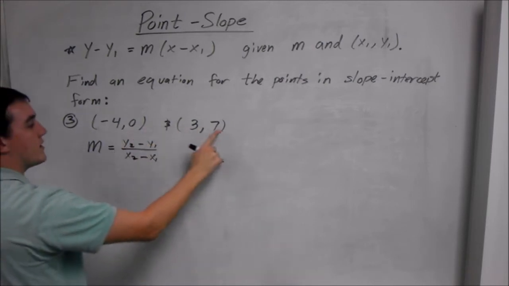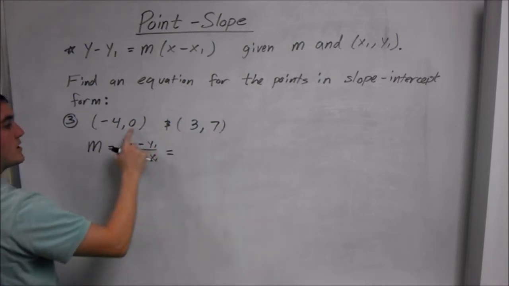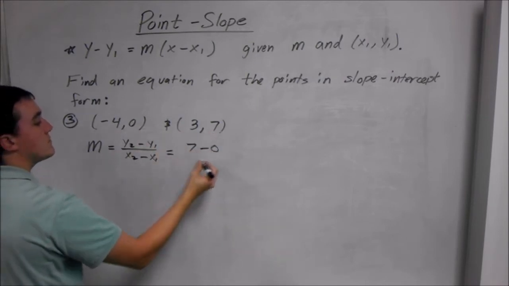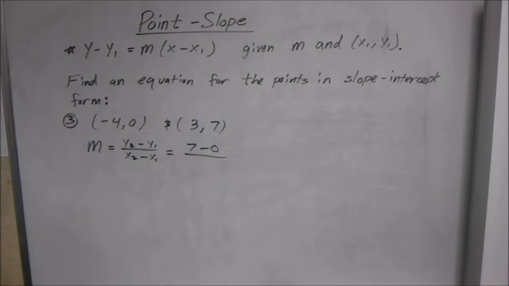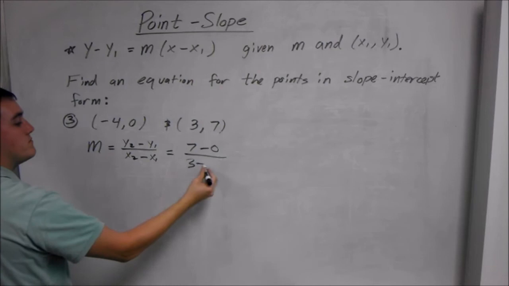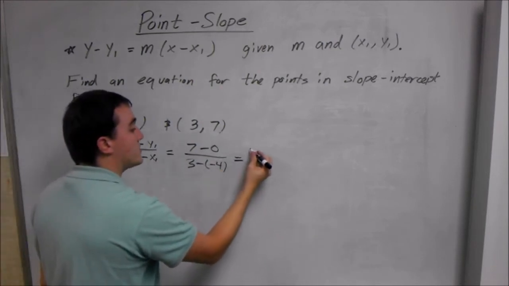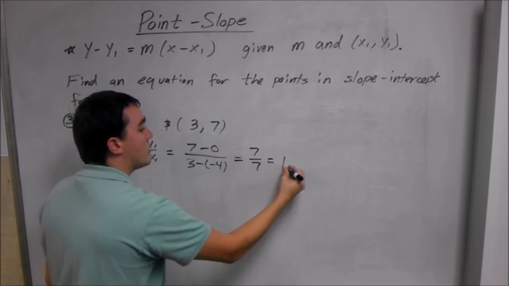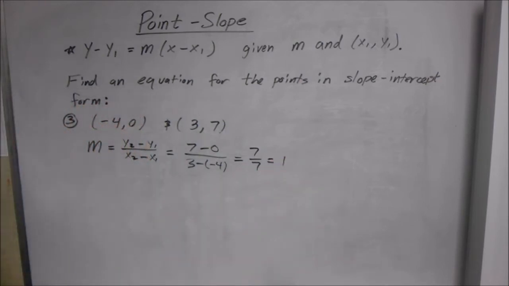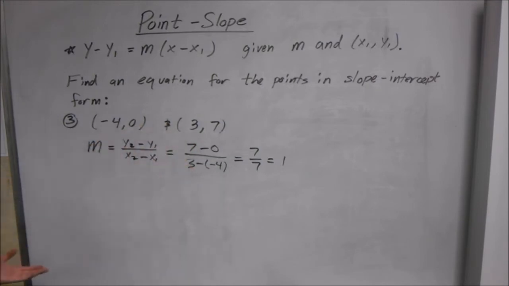We know our y values are second in the points. So change in y is 7 minus 0 over 3 minus negative 4, which is 3 plus 4, so we get 7 over 7, which is 1. So that's our slope. And then we can pick either of these points to find our equation. Now since this has a 0 in it, it's probably a little bit easier to use.